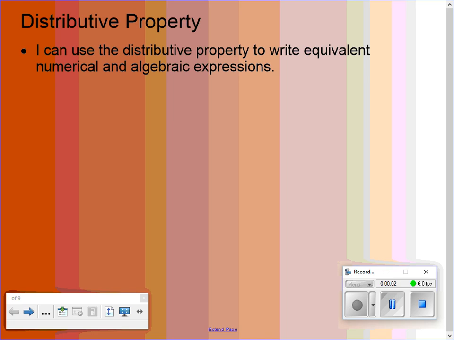In this lesson, we're going to be talking about the distributive property. By the end of this lesson, you should be able to use the distributive property to write equivalent numerical and algebraic expressions.